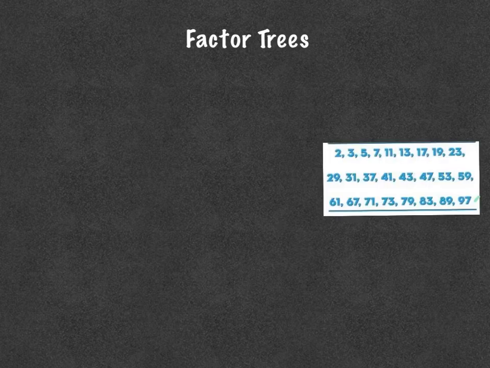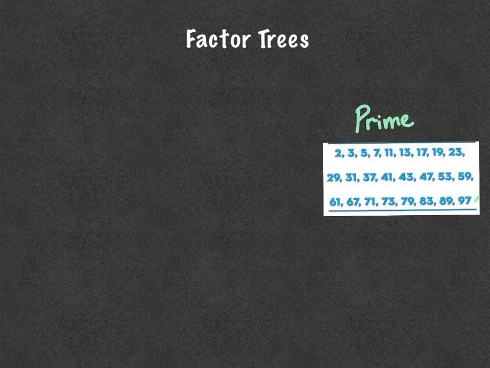Now, actually, all right, guys, today we're going to talk about factor trees. So factor trees are a way to take a number and break it down into its simplest form, or its simplest pieces. And those simplest pieces are actually going to be prime numbers. So these over here are our prime numbers.